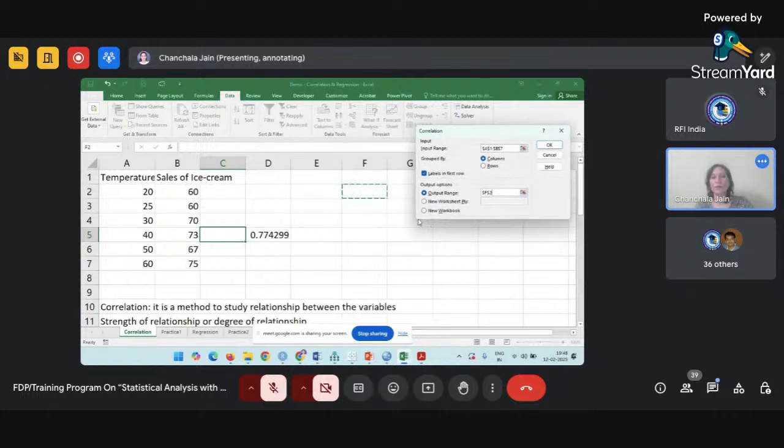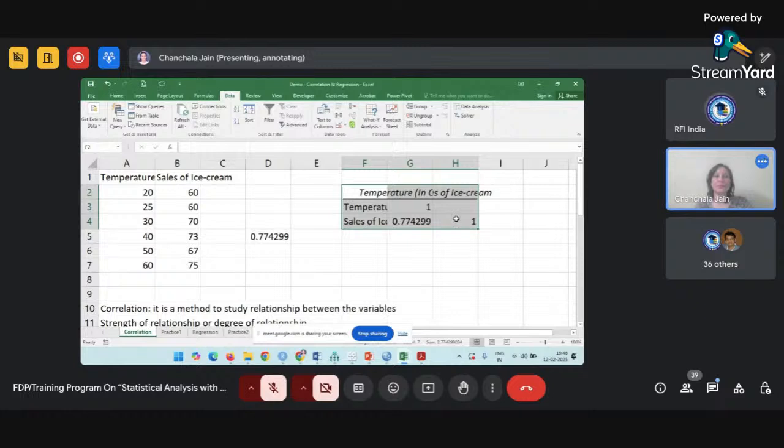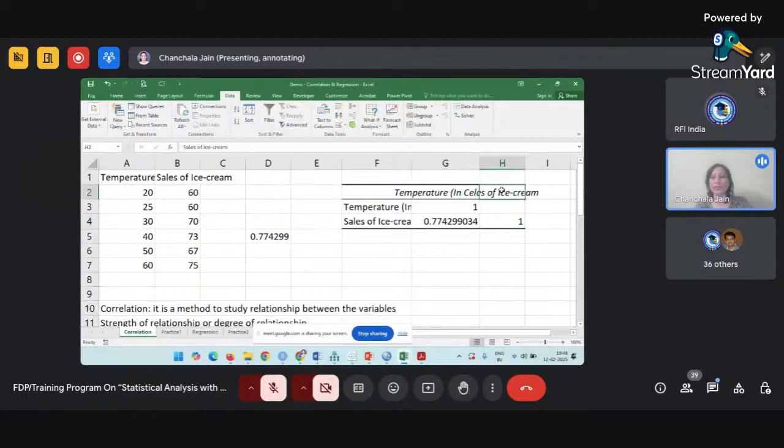Done? Yes ma'am. You can press OK to get the output. Now you can see it is indicating we have the temperature variable and the sales of ice cream variable, similarly temperature and sales of ice cream. When I am talking about temperature and temperature, it is quite obvious it will be 1. When you are finding the relationship between the same set of data, it will always come as 1, right? Similarly, sales of ice cream and sales of ice cream will come as 1.